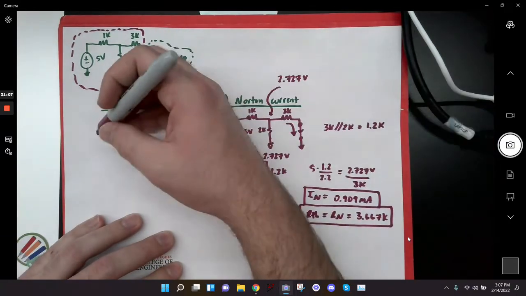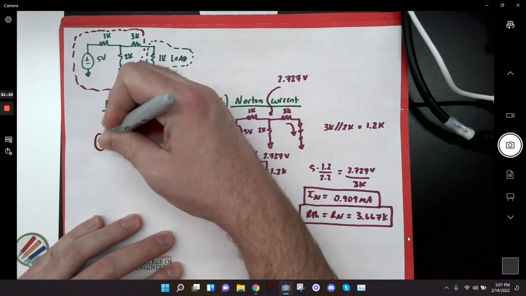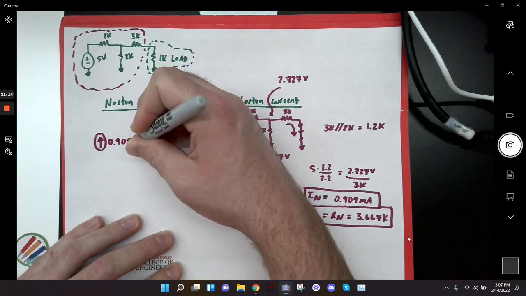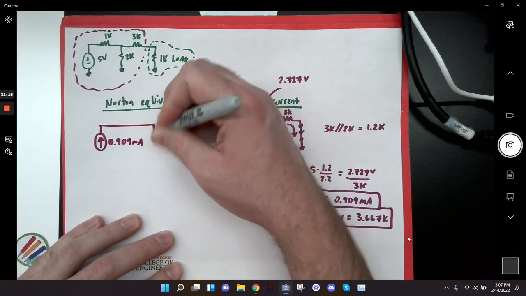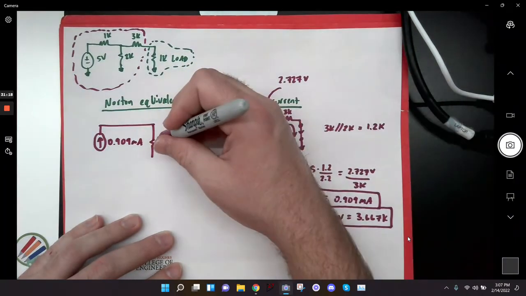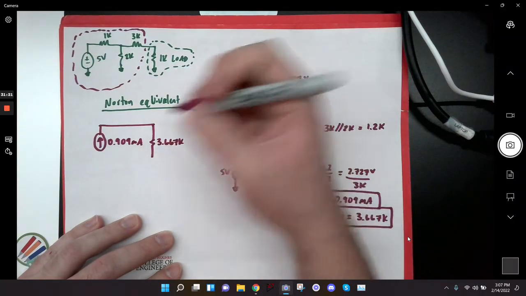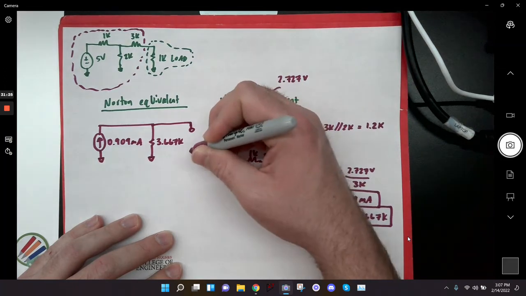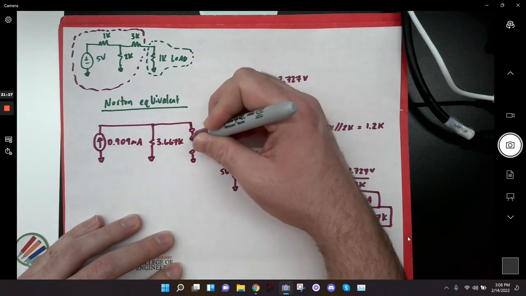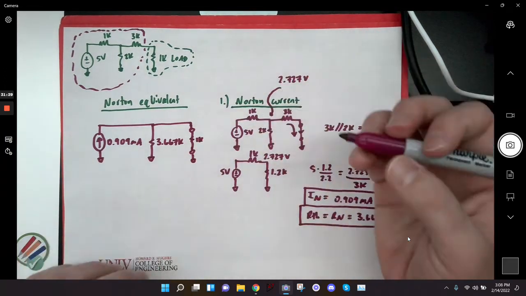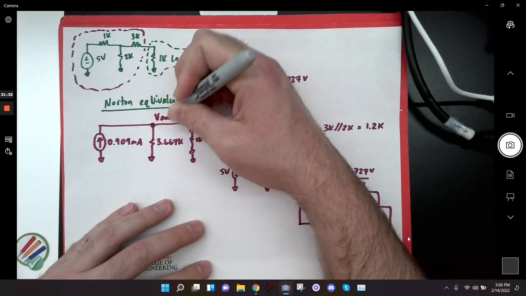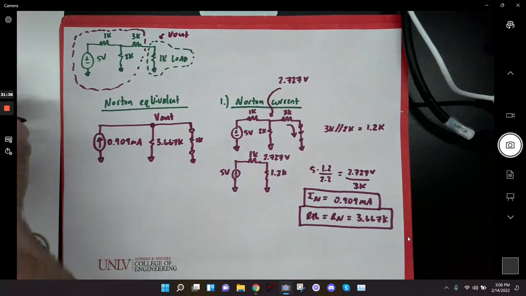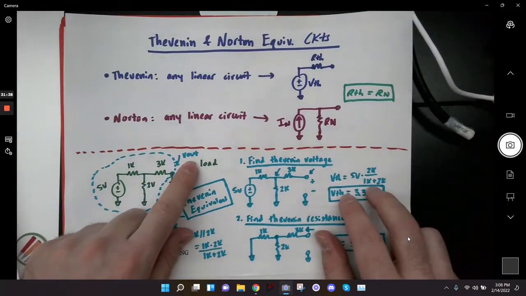So my Norton equivalent would look like a current source of 0.909 milliamps in parallel with a 3.667 K resistor, and then my load of 1K could basically be put right there. And now I would get the same V out here that I got over here.